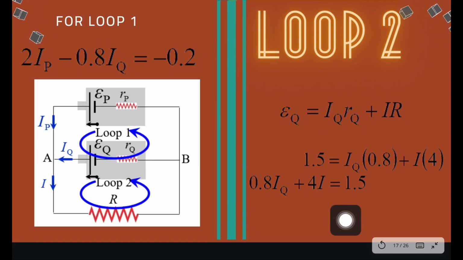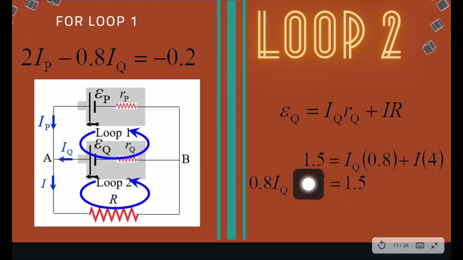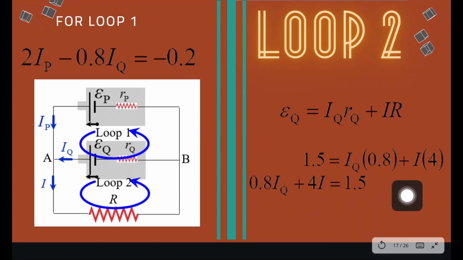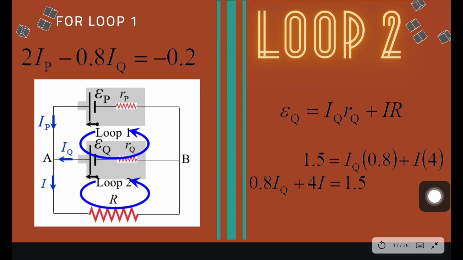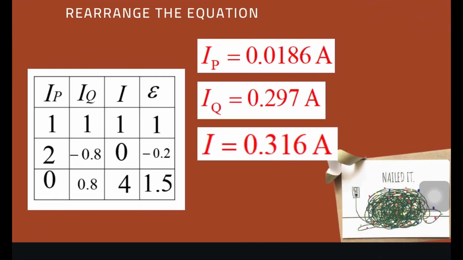So we have three equations just now. This is the equation for loop 2, the equation for loop 1, and the equation for the current, where IP plus IQ equals to I. So we need to rearrange, so IP, IQ, I and E. So no need to use the substitution method.